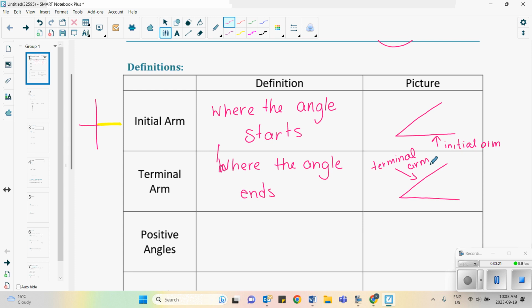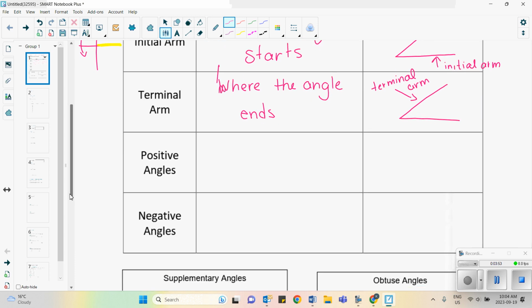So this is where the angle ends. And again, we start here and we measure in a counterclockwise direction when we're using the coordinate plane. And we'll go over this a little bit more, but positive angles are always measured counterclockwise. Negative angles are measured in clockwise. We'll go through that a little bit more as we go through, but these are things that are going to be coming up. Oh, look, positive angles.